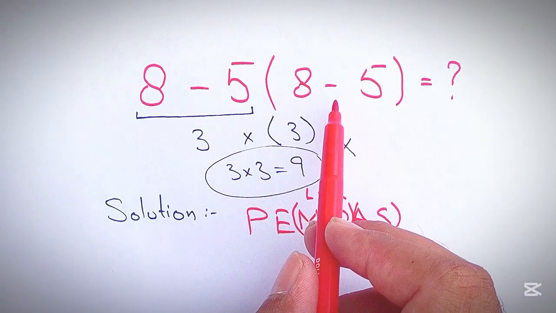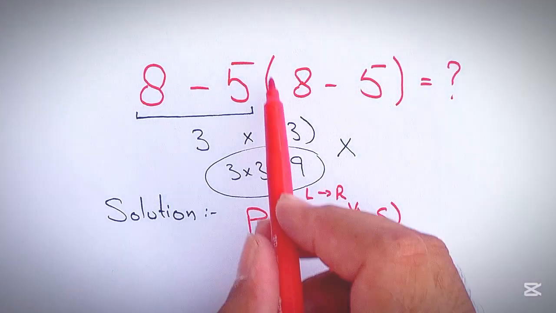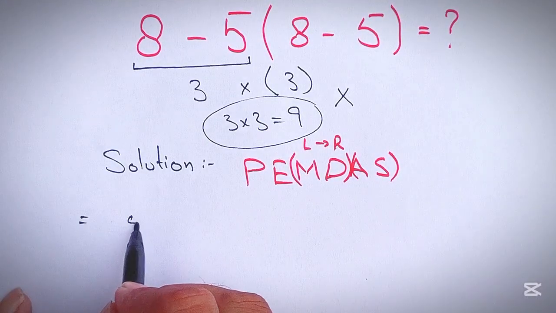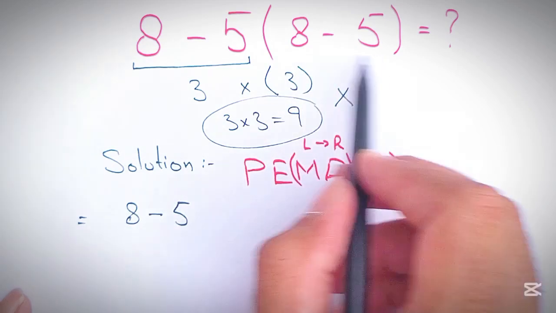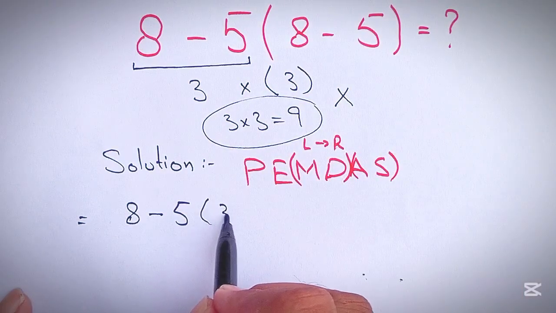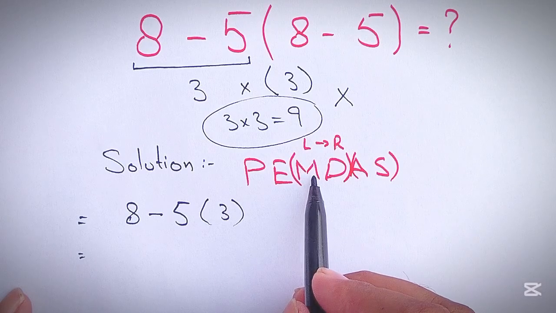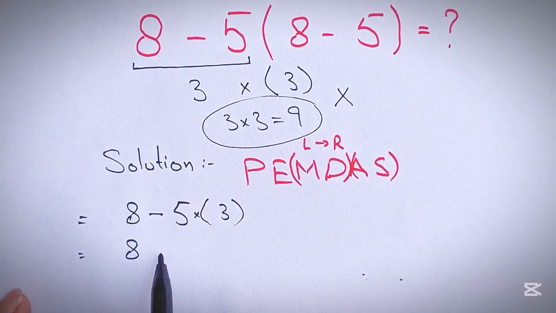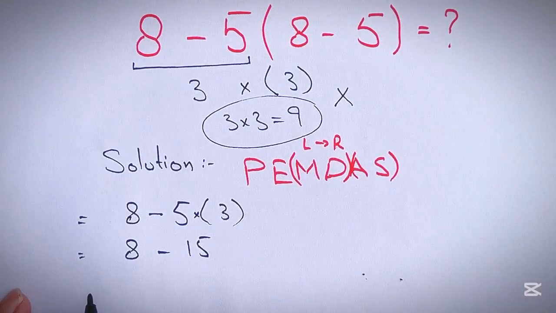Here in this expression, we have this subtraction and these parentheses. According to PEMDAS, first we have to handle these parentheses. So 8 minus 5, then times this parenthesis. Inside these parentheses, we have 8 minus 5, which equals just 3. Now we have this subtraction and this multiplication. According to PEMDAS, multiplication has higher priority than subtraction. So we have to do this multiplication first. 5 times 3 equals 15. So 8 minus 15, and this equals -7.